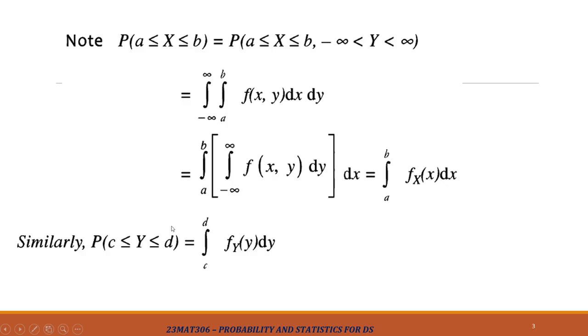Similarly, we find the formula for c less than or equal to Y less than or equal to d. Likewise, we apply this formula. Finally, we get the integral from c to d of the marginal distribution function f_Y with respect to y.